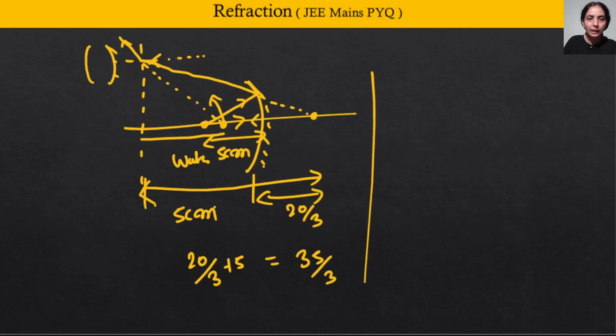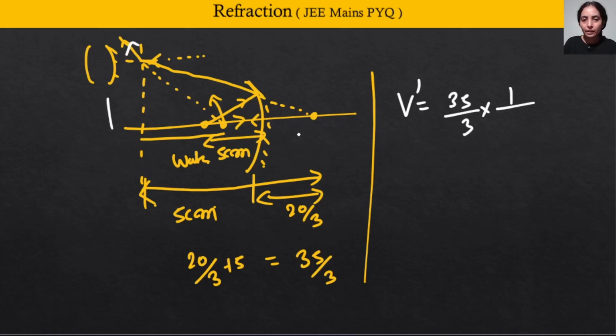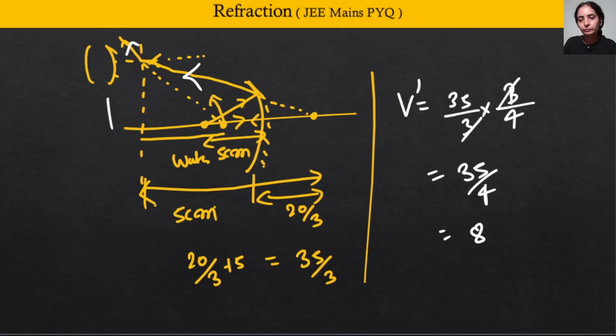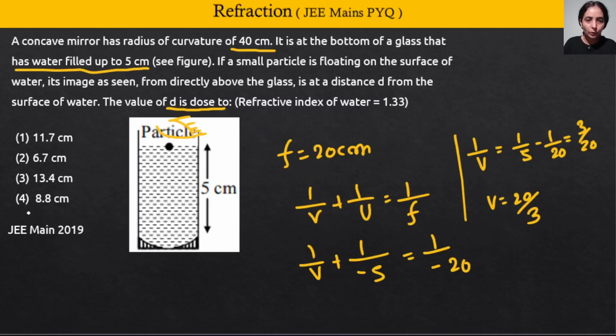So apparent depth आप निकाल लो, simple, put the formula, get the answer. So V is equal to finally, this will be real depth, that is 35 by 3 into mu2, refractive index of media in which refracted light is, that is 1 basically, divided by mu1, which is refractive index of media in which incident light is, that is water. So 4 by 3. Okay, so 35 by 4. This will be equal to how much? 8.8 something, right? So correct answer should be what? 8.8 centimeter. Okay, so fourth one.